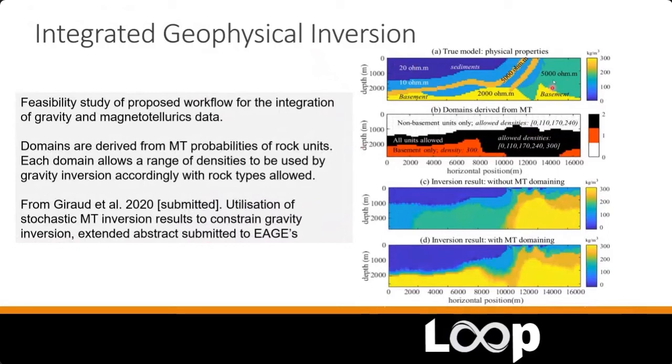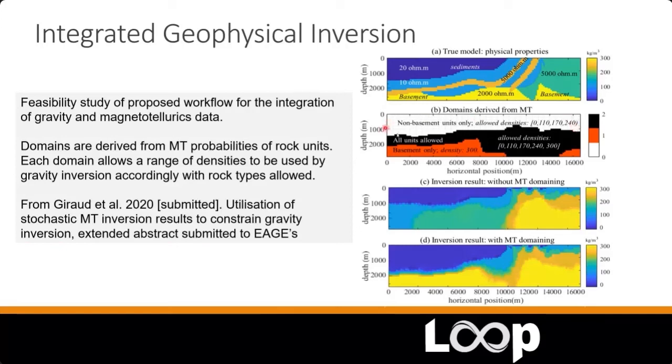In the true section, the geology has a resistivity attached to it and density values attached to it. And what Jeremy did is basically do an MT inversion first and use the MT to domain the section. And there are three domains. In white here is a domain where the basement is not allowed. So we're not allowing density associated with the basement in that white domain.